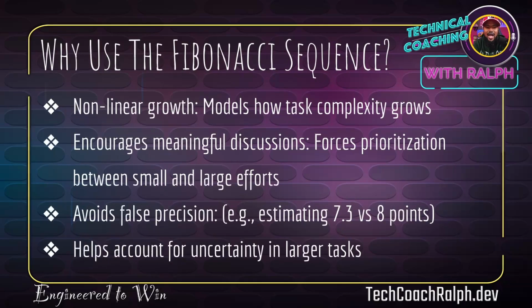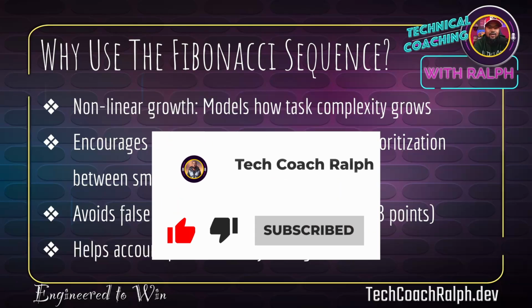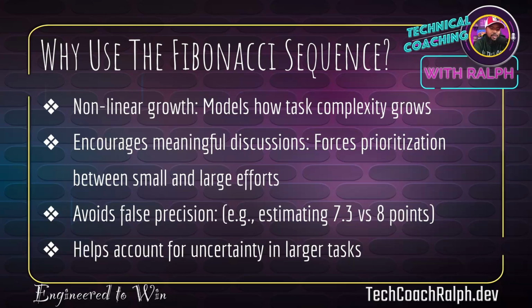So why use the Fibonacci sequence? Like I was trying to break down a little bit earlier, right? Nonlinear growth models how task complexities grow. They don't grow on a linear sequence. So that's why we're breaking it down 0, 1, 2, 3, 5, 8, 13, 21, 34, and so forth. It encourages meaningful discussion, forces prioritization between small and large efforts. The team is going to decide what's small, what's large, and we can determine that based on the points that we use.